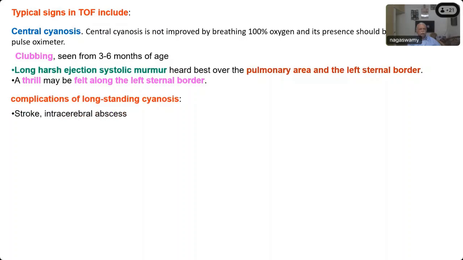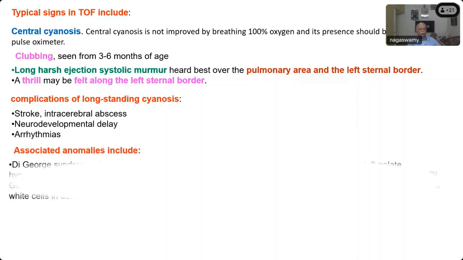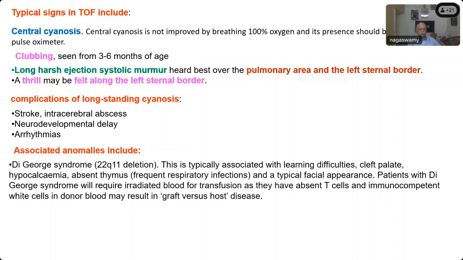Complications of long-standing cyanosis are stroke and intracerebral abscess, neurodevelopmental delay, and arrhythmias. Among the associated anomalies, DiGeorge syndrome is the most common, and these children will require irradiated blood transfusion. This syndrome mainly produces an immunocompromised state because they don't have the T cells to produce their normal immunity, and so they may require treatment accordingly.